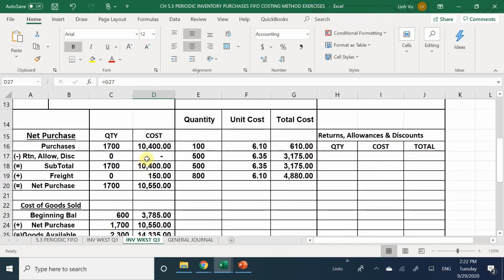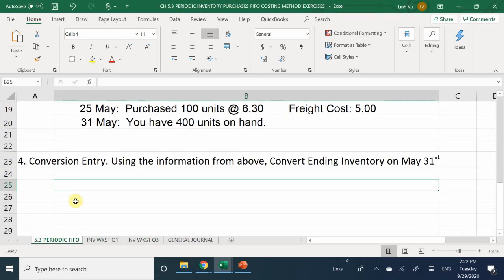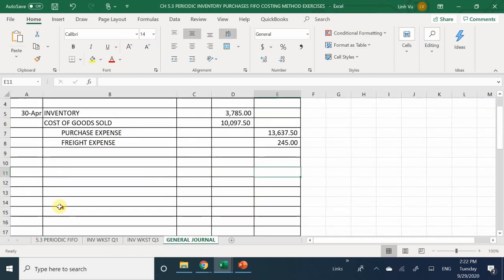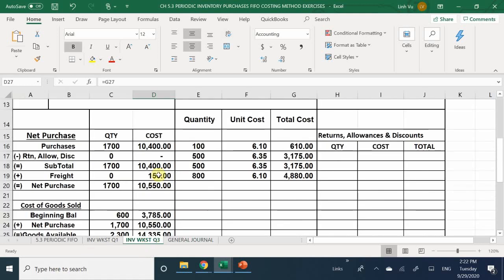Okay, good. Now, last but not least, question number 4 says, do the conversion entry using the following information from above. So we're going to do the conversion on May 31st. I'll go back to my journal, which is a separate sheet. So here, I'm going to recognize May 31st. What is going to be my conversion entry?